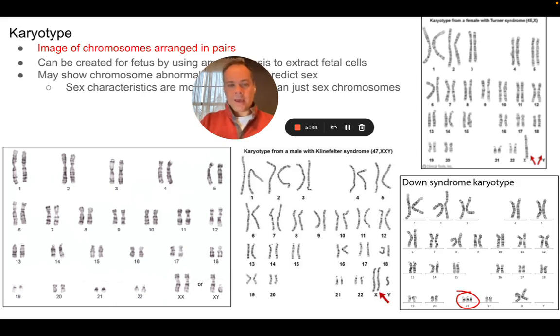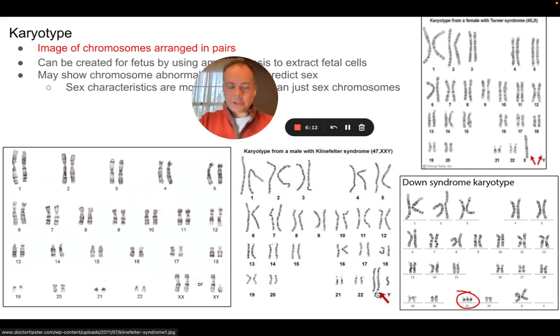And that zygote, when it grows and develops into a fetus and is born, will be a person that has an extra 21st chromosome in every cell. And that's what results in Down syndrome. Having Down syndrome results in different developmental and physical challenges that a person has. Down syndrome is not the only chromosome abnormality. There are others as well.